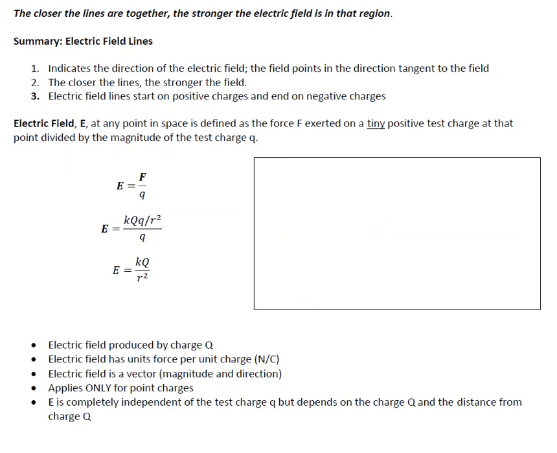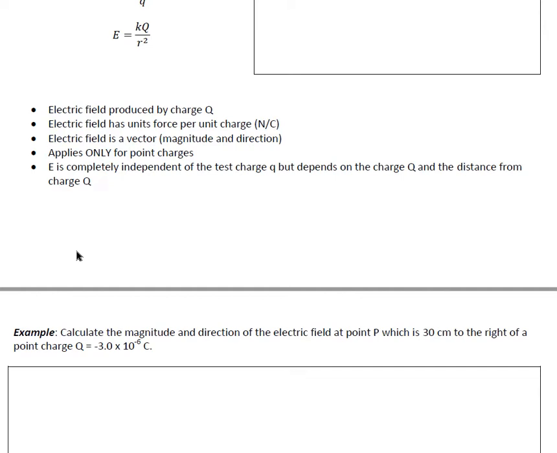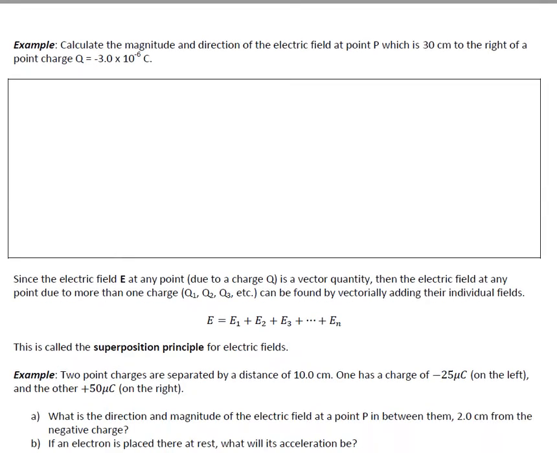So let's go down and do an example. The question is asking us to calculate the magnitude and direction of the electric field at point P, which is 30 centimeters to the right of a point charge Q, which has a value of negative 3.0 times 10 to the negative 6 coulombs. Let's draw a picture. So we have a negative charge, and we're saying what is happening at some point P that's 30 centimeters to the right.